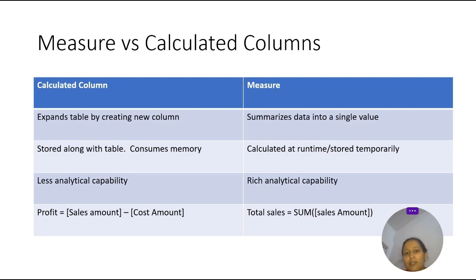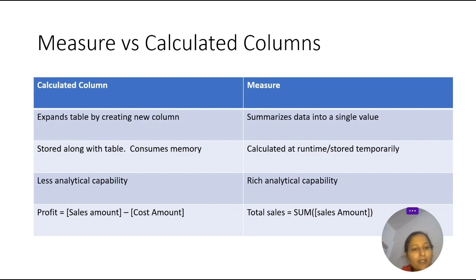What is a measure? A measure summarizes data into a single value. It adds the total sales, the total value of profit, it adds and multiplies a few values, and these values are known as measures. A calculated column is stored within the table and consumes memory, while measures are run at runtime and stored temporarily, so they do not consume memory.